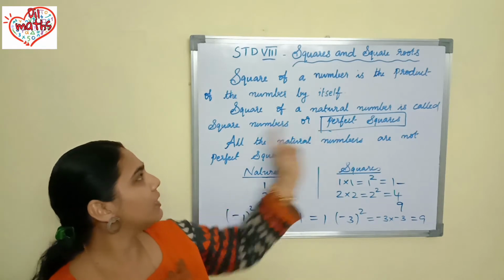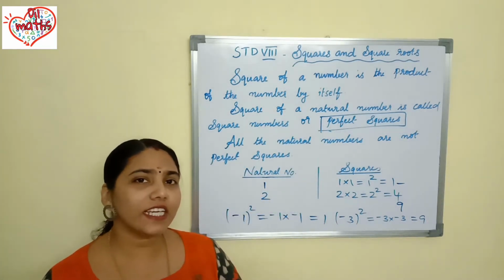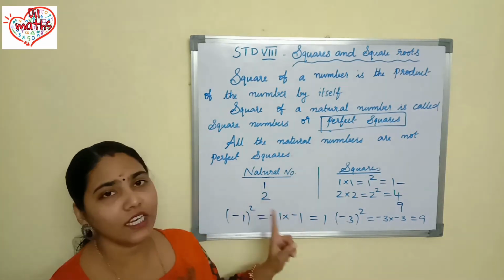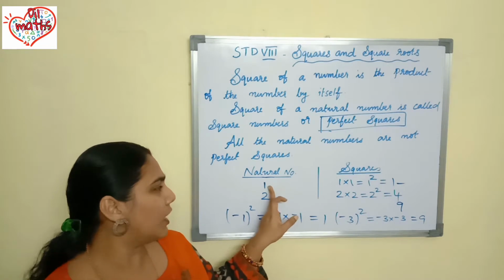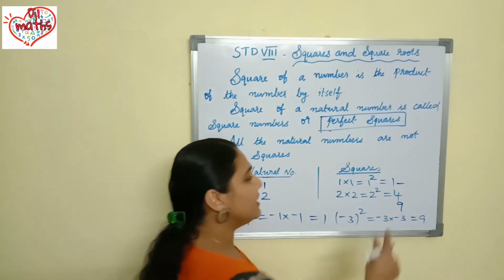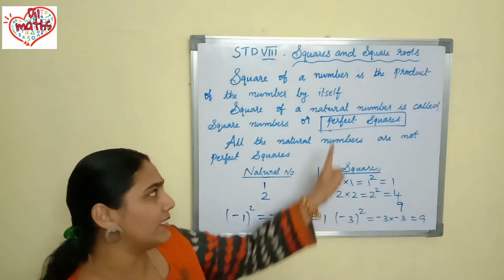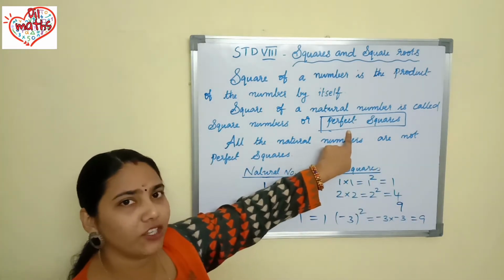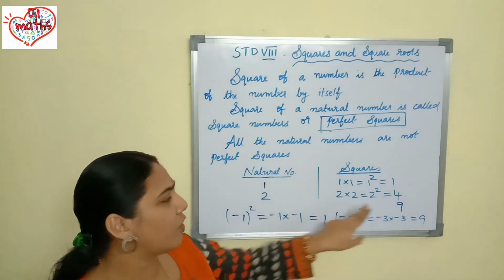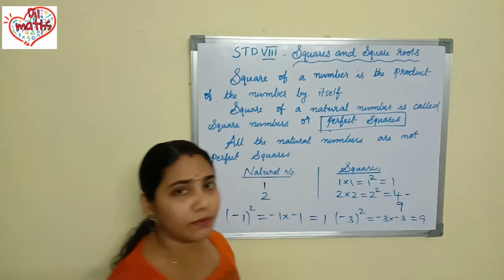Okay, then we will go to the next point. Square of a natural number is called a square number or perfect square. If you are taking the natural number 1 and its square, 1 square is equal to 1, isn't it? So 1 is called a square number or perfect square. If you are taking another natural number 2, what will happen? 2 square you got as 4. So what is the next perfect square? 4 is the next perfect square.